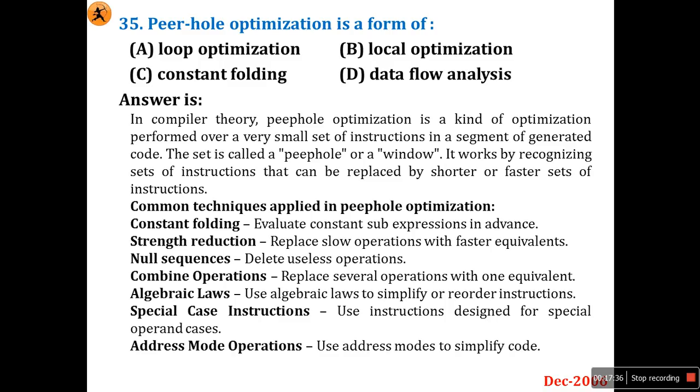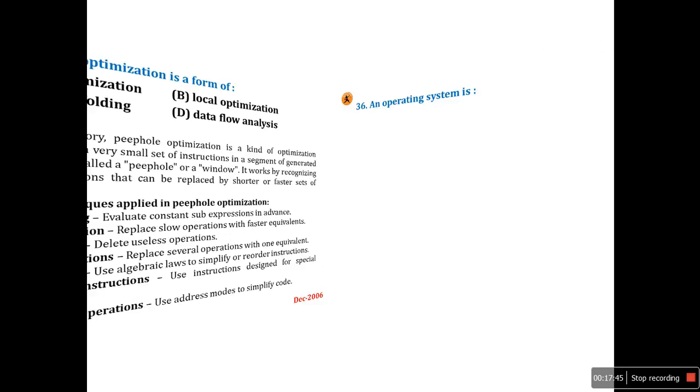I hope you understood this question. Option C is the right answer. Peephole optimization is a form of constant folding, one of the forms of peephole optimization. We'll go for the next one.